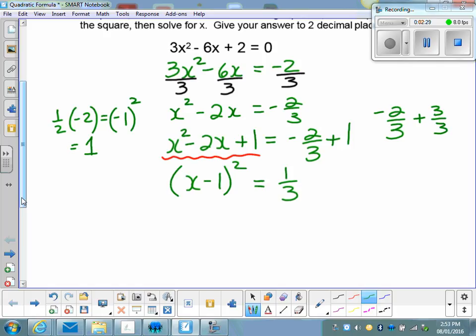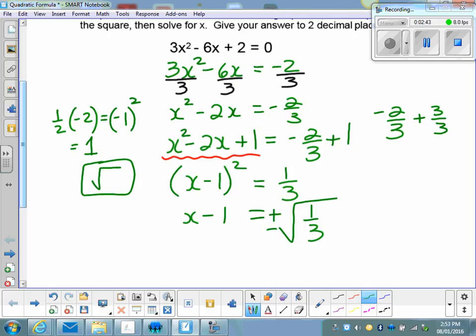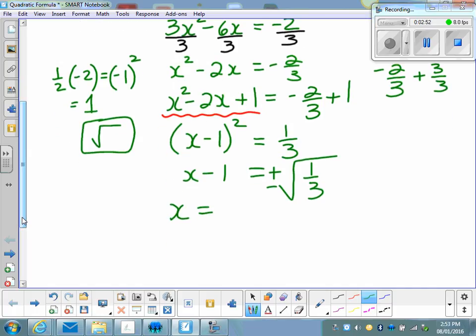So when I take the square root of x minus 1 squared, it just gets rid of the squared, so I get x minus 1. And on the other side, I'll have plus or minus the square root of 1/3. So when I get x by itself, I move the minus 1 to the other side. I end up with 1 plus or minus the square root of 1/3.